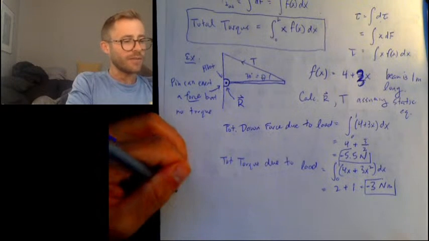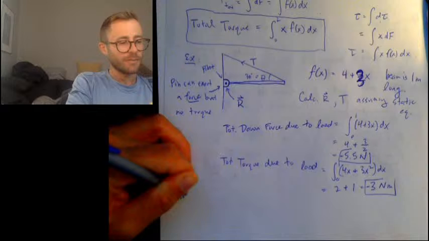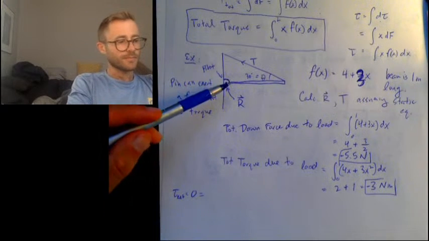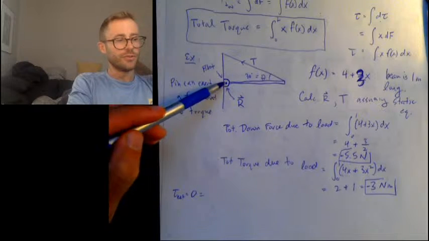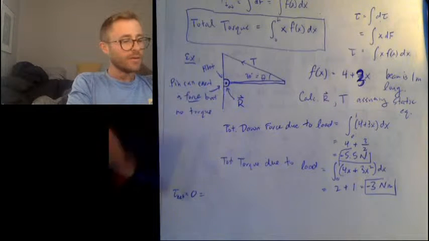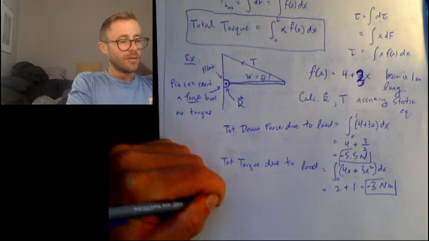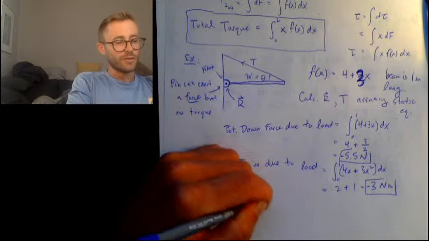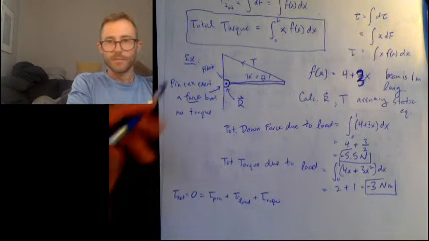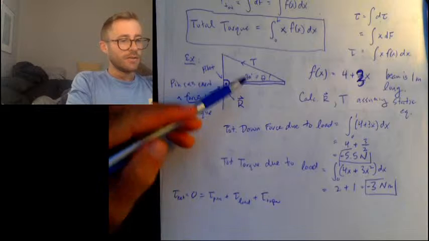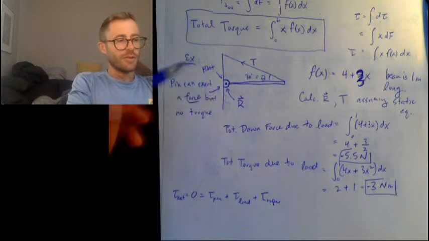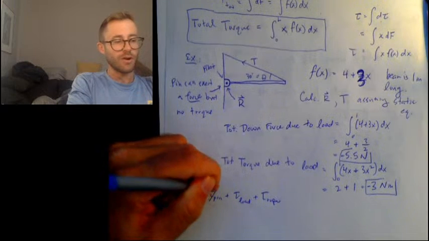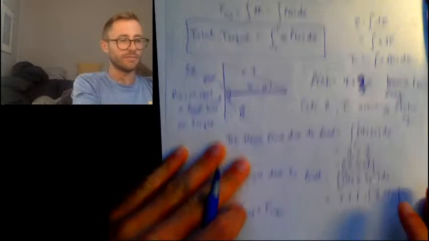So now we have to have the net torque equal to 0. So I know that the torque is going to be the torque due to the pin plus the torque due to the load plus the torque due to the rope. Now, the pin is exerting a force at the pivot, so it has 0 for r. So the torque due to the pin leaves.